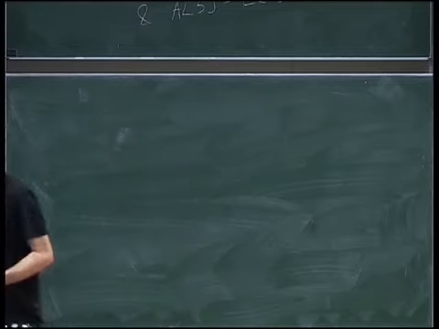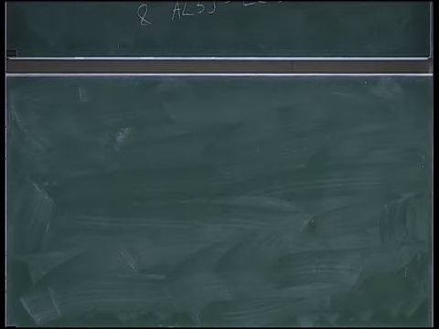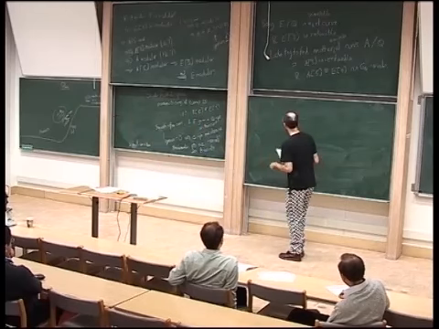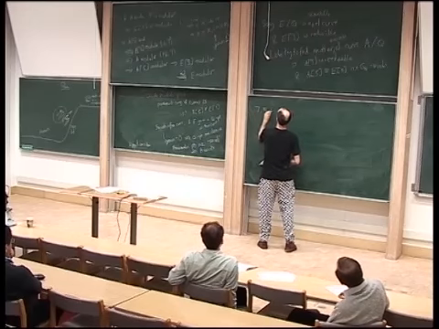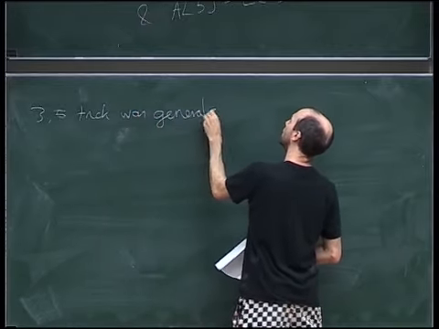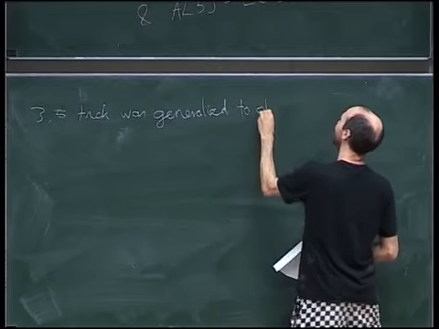I wrote some other historical examples somewhere. Oh, maybe I didn't. I'm looking for the word Nick Shepherd-Barron. He was mentioned as well. Oh, here we go. I thought I did. So the 3-5 trick was generalized to other small numbers.